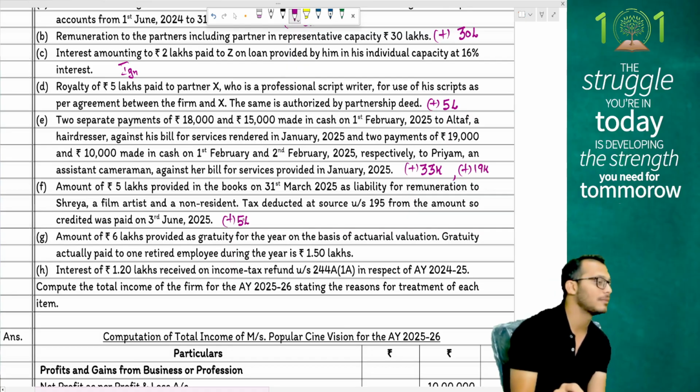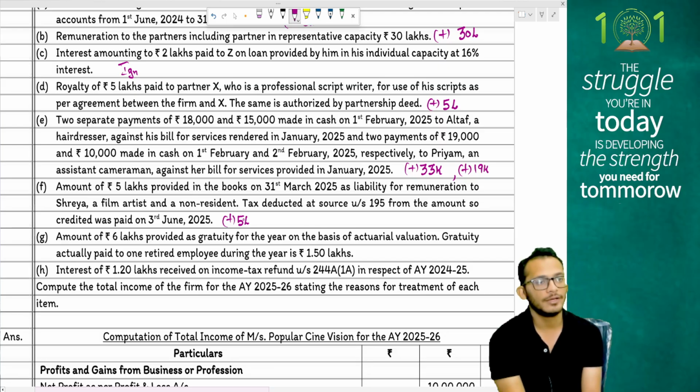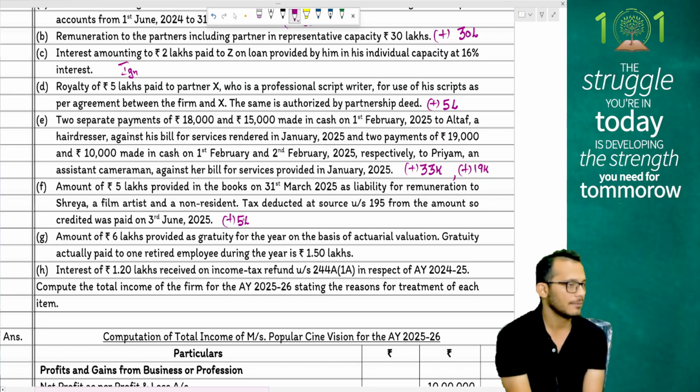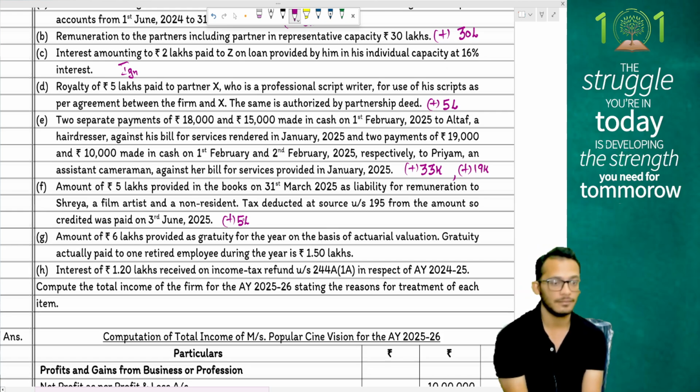Like I said, people, sometimes you will not get the question as straight as possible. You need to know what the accounting entries look like. Yes, credit is only going to happen on TDS payable, and credit is happening only on 3rd June, which is after 31st March, and therefore that will trigger a disallowance. Tax deducted at source under 195 from the amount so credited was paid on 3rd June.